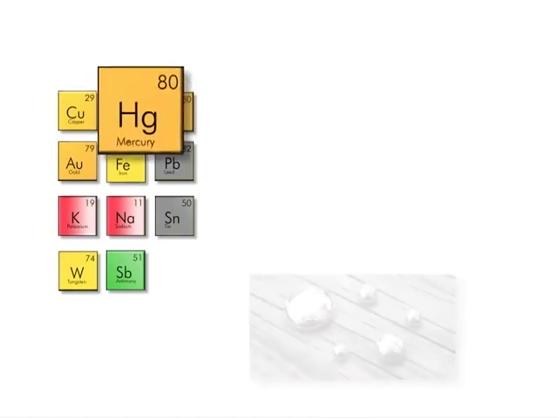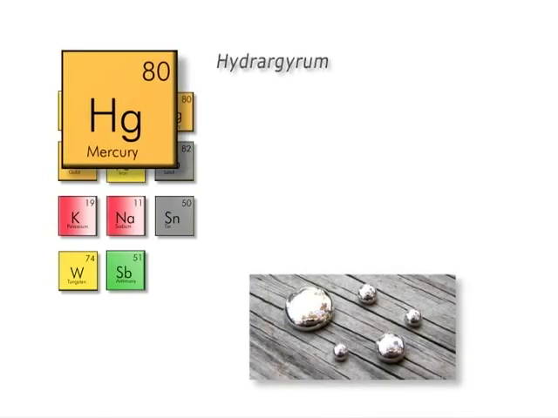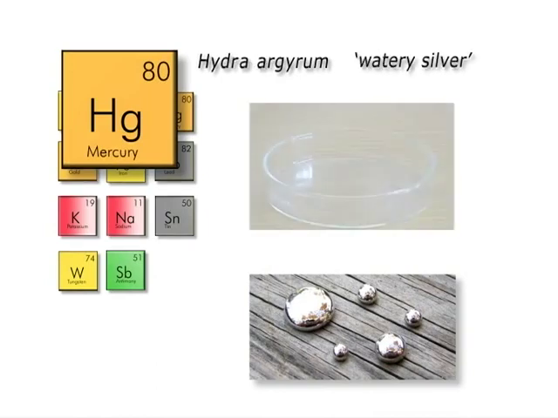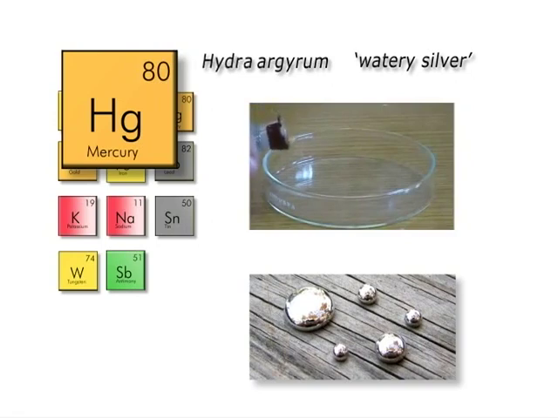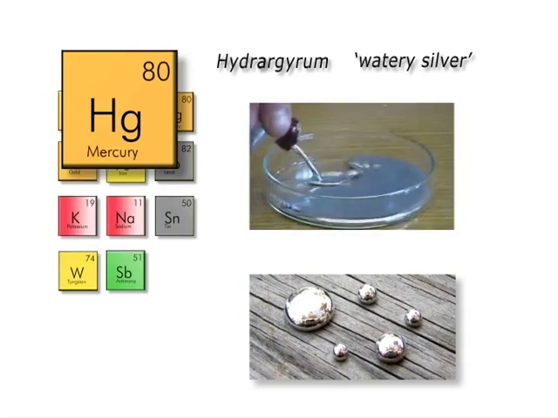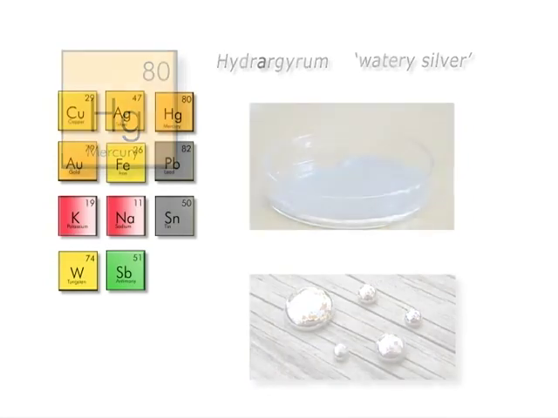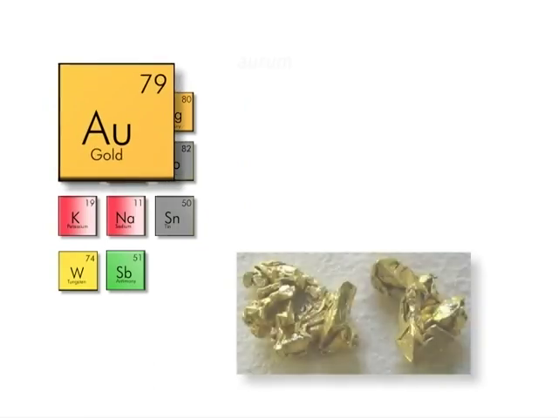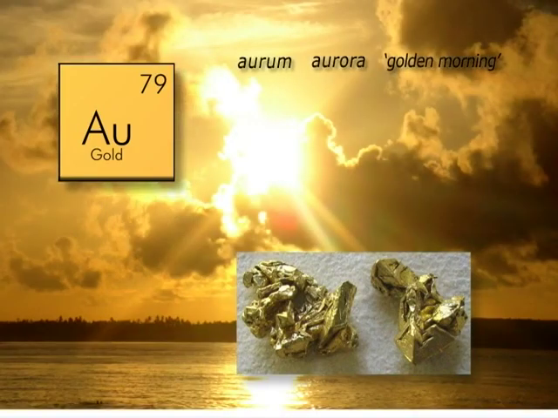Mercury is Hg from the Greek hydrargyrum, meaning watery silver. You can see it in the word hydra argentum. It's often called quicksilver for that reason, silver that runs. Gold is Au from the Latin aurum and is related to the word aurora, meaning the golden color of the morning dawn.